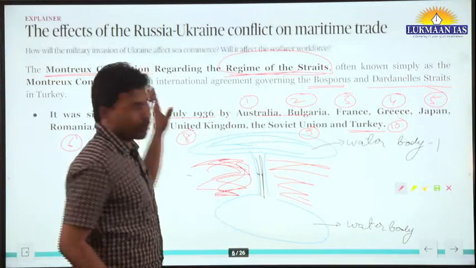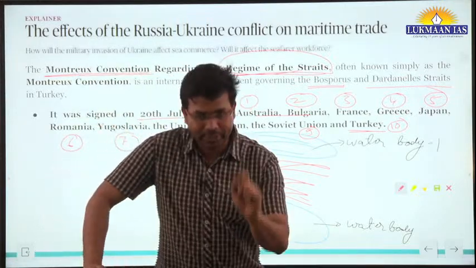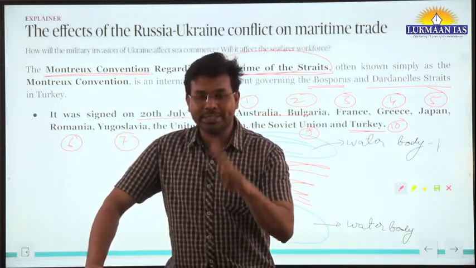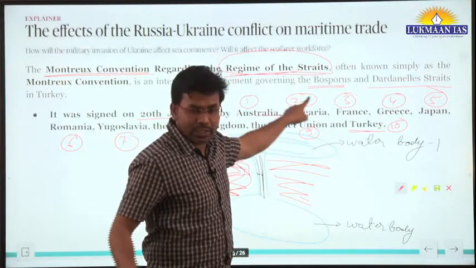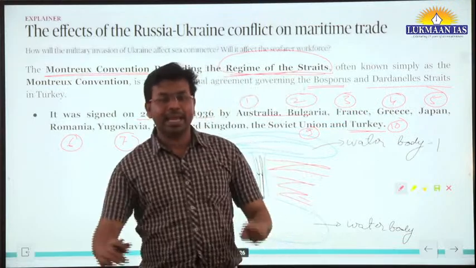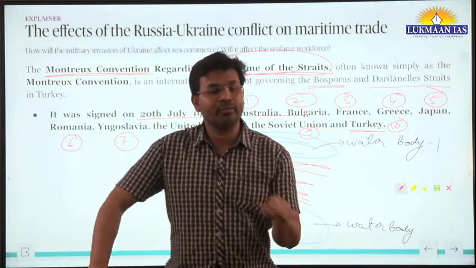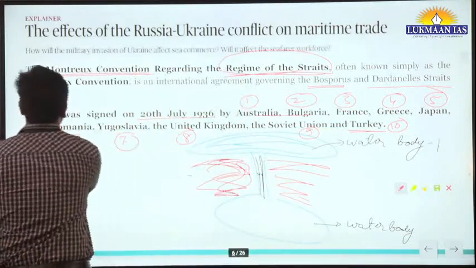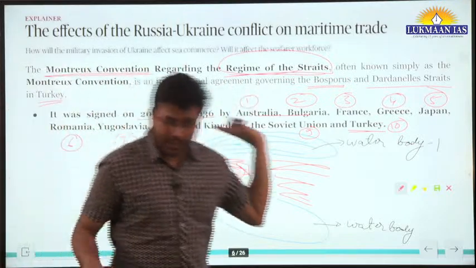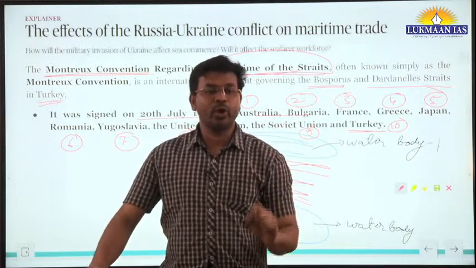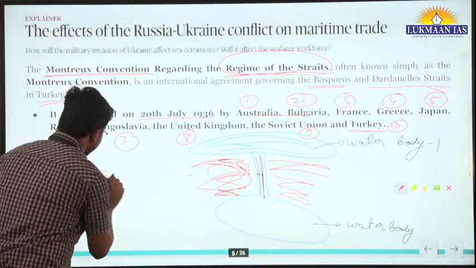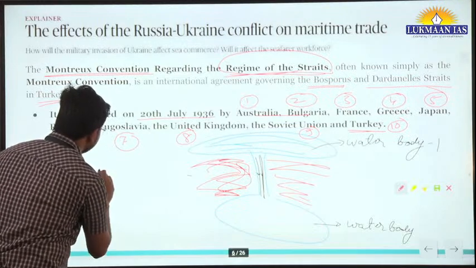So we have understood what the Montreux Convention is. This convention talks about how straits are going to be governed. Which straits? Two straits: the Bosphorus Strait and the Dardanelles Strait, and how these two straits are going to be governed by Turkey. Here we need to understand that this convention gives this right to Turkey. But at the same time, if we talk about the United Nations Convention on the Law of the Sea.